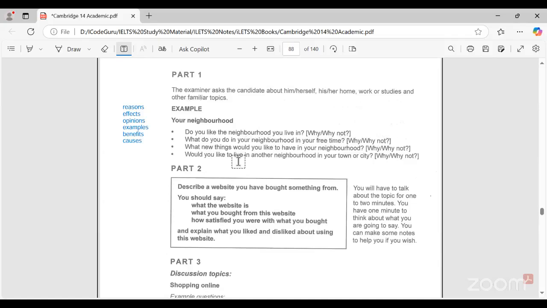Would you like to live in another neighborhood in your town or city? Who would like to answer this question? Okay, let me answer this question. Try to answer the question whatever you have.